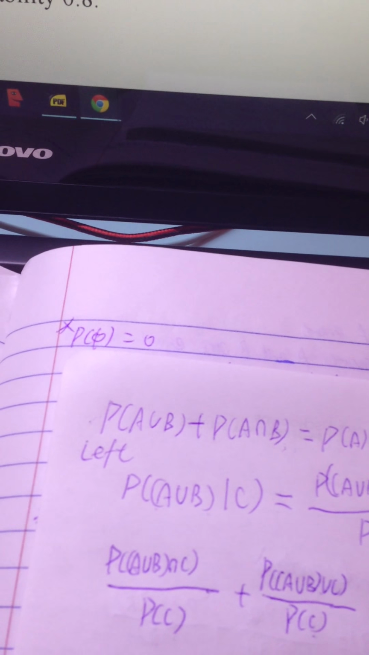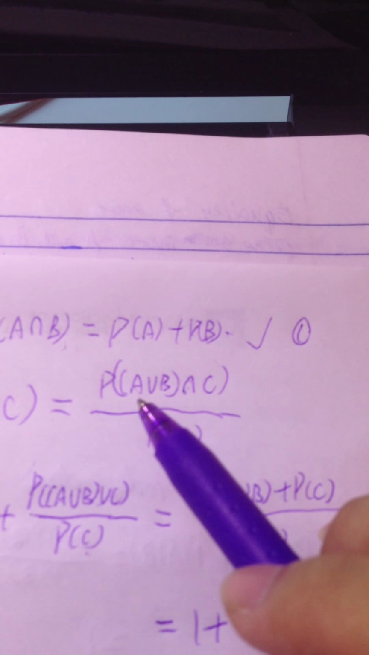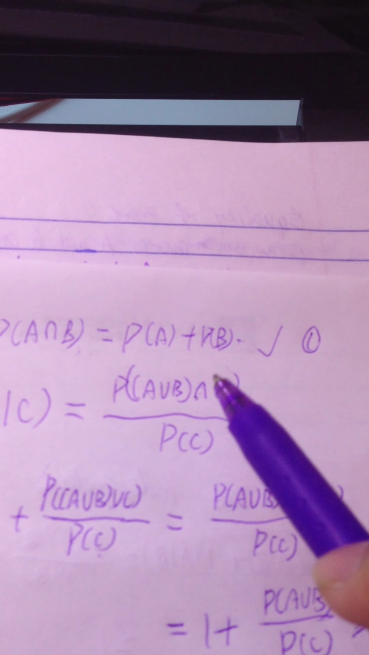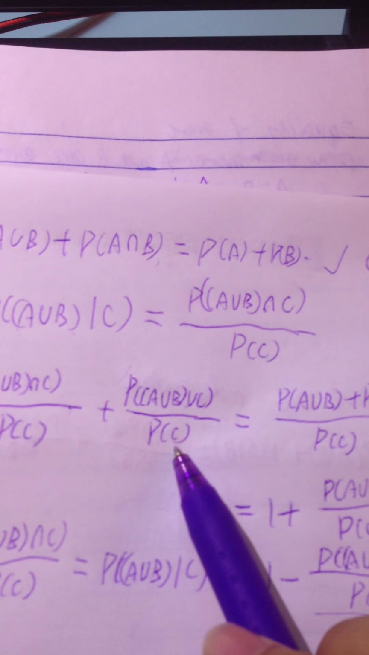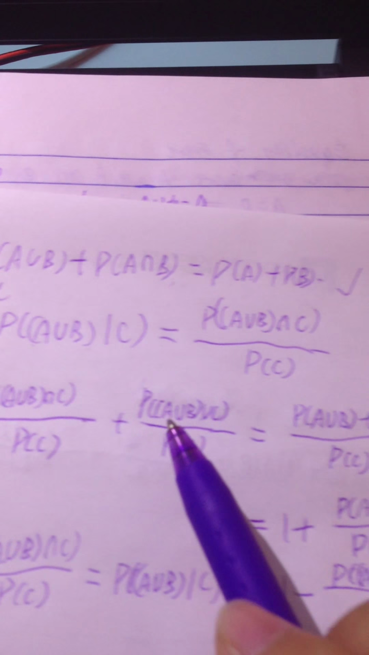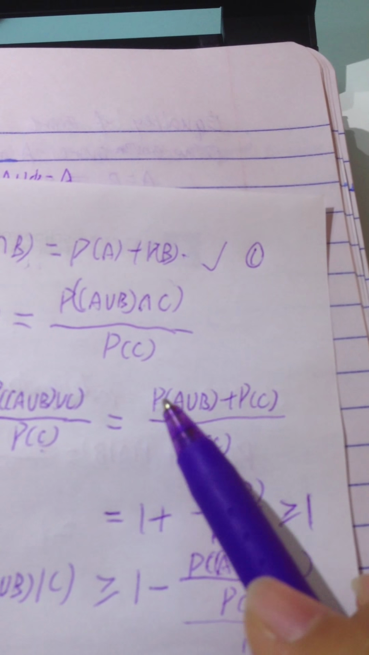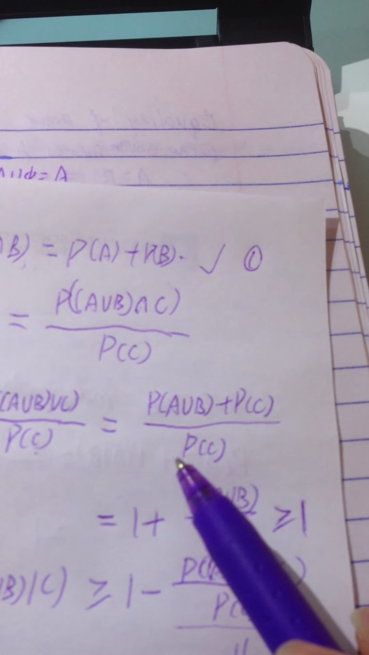According to the conditional probability, the left side of this question equals the probability of (A union B) intersection C, over the probability of C. And we add another term to it, that is the probability of A union B union C, over the probability of C. According to formula 1, we get the same denominator, so we add the numerators first. So then we get the probability of A union B plus the probability of C, over the probability of C.